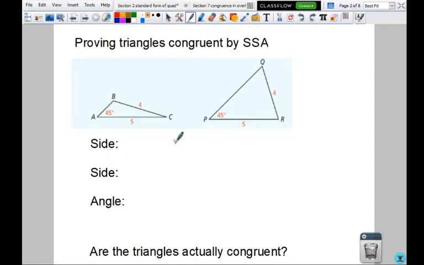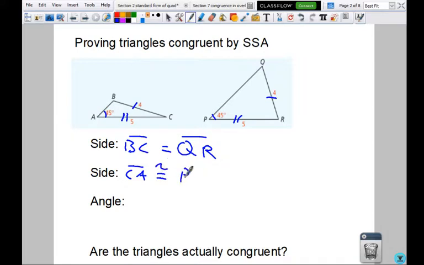So I'm going to look at these 2 triangles here. I have 4 and 4. I have 5 and 5. Both those sides are congruent. I have an angle, and I've got an angle. So if I look through this, I know that BC is congruent to QR, because they're both the same length. I know that CA is congruent to RP, because they're both the same length. And I know that angle A is congruent to angle P, because they both have the same degrees.